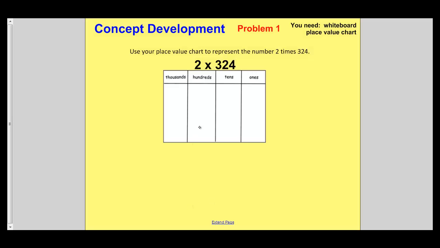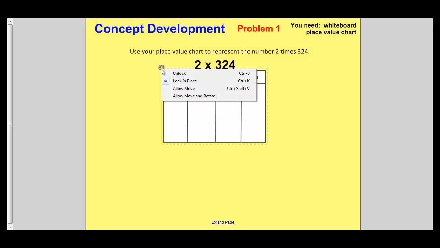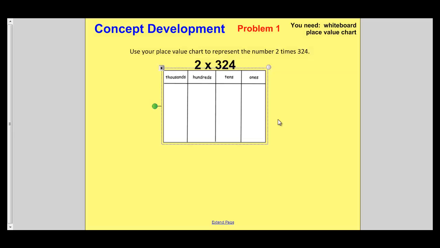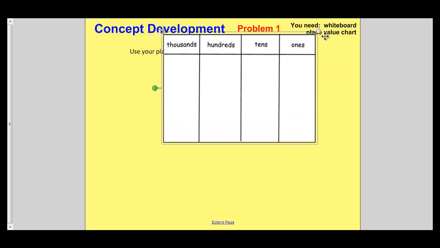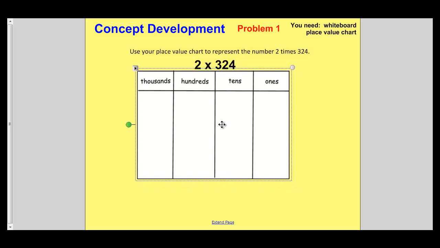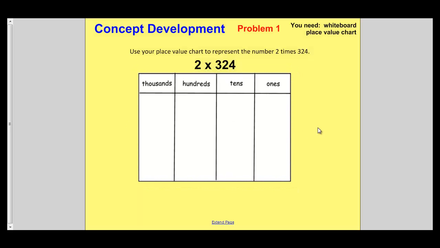So the first thing I'm going to do here is I'm going to make this a little bit bigger. Okay, so we're going to do 324 times 2. So I've got 324. That's times 1, and then I'm going to do it again, so it'll be times 2. So 324, 2 times, or times 2.